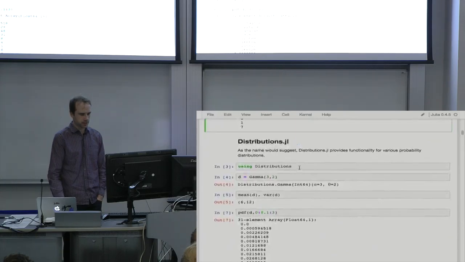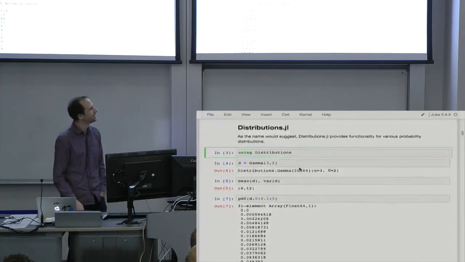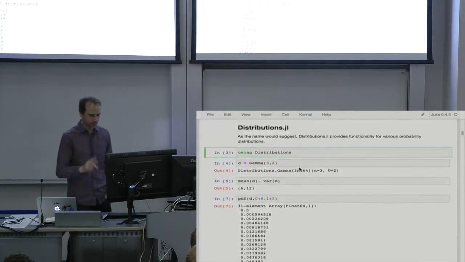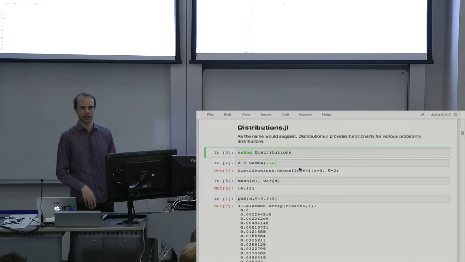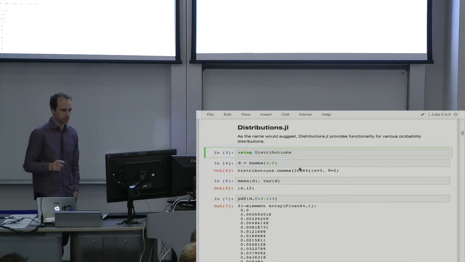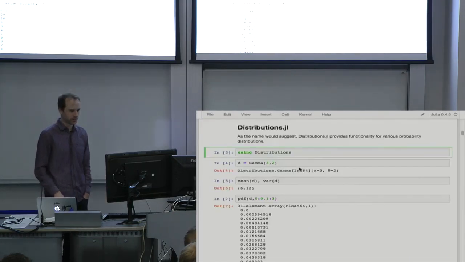My favorite stats package actually is distributions. Well, my second favorite. My favorite one I'll talk to you about in a minute. Distributions is one of the first packages that came with Julia. I think example.jl was the first, and then distributions was the fifth. So it's actually really old. And I think it's one of the nicest things, because it really showcases the strengths of Julia.